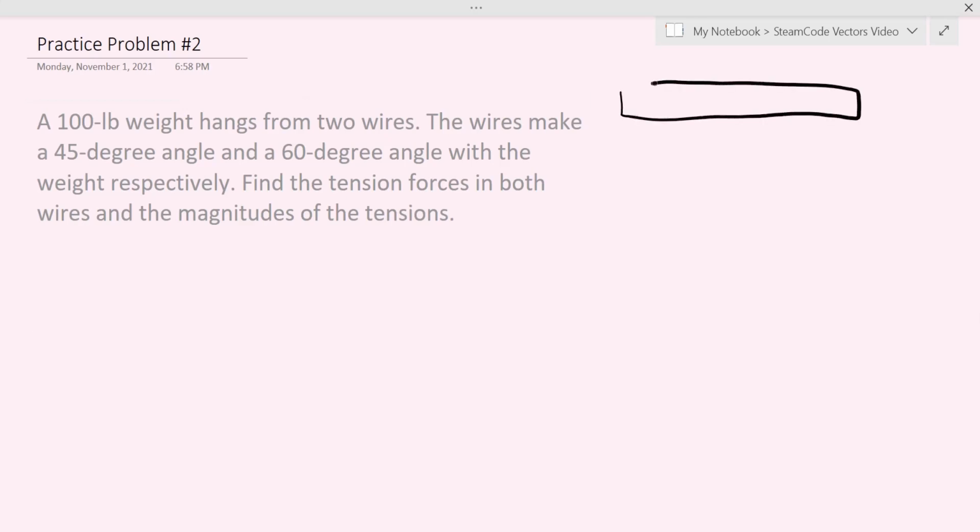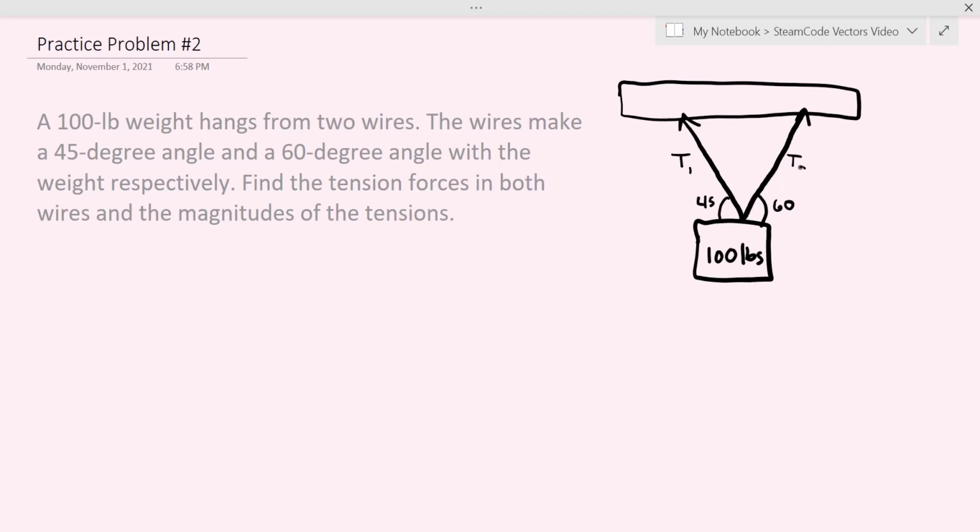So let's draw a picture up here to help us out. We have the ceiling, 2 wires, and the weight. This weight is 100 pounds. One wire makes a 45-degree angle with the x-axis, or with the weight. Another wire makes a 60-degree angle with the weight. We know that these are tension forces, so they can be represented as vectors. Let's call them tension 1 and tension 2. And we also know, given from the problem, that there is a weight force pulling down of 100 pounds.